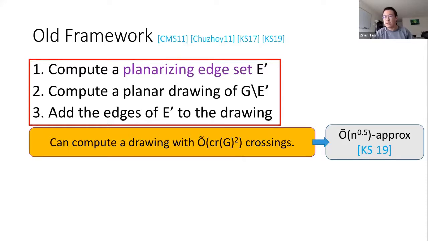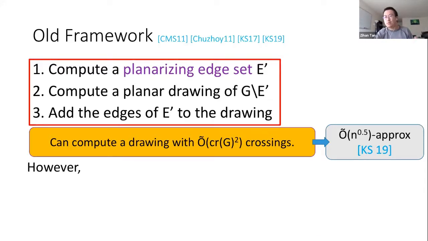Okay, so I'm not going into the details of how the previous work used this framework. But the best result that it can show is that we can efficiently obtain a drawing with CRG squared crossings using this framework, if the given graph has crossing number CRG. This translates into an n to the 0.5 approximation, which is also the best known so far.